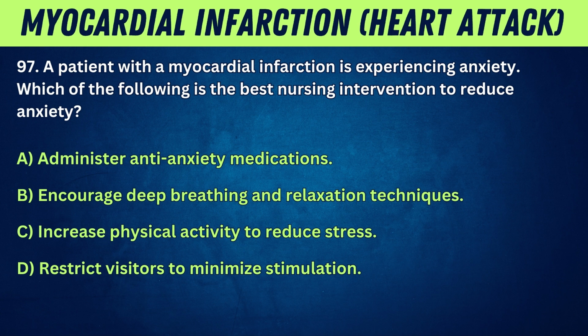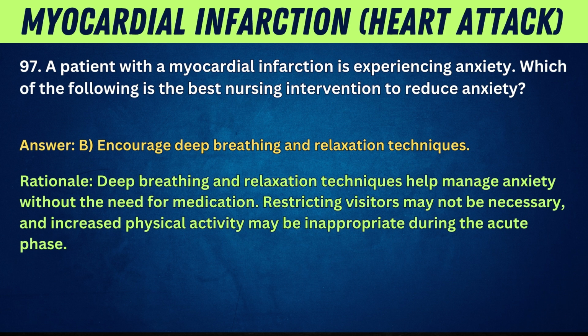97. A patient with a myocardial infarction is experiencing anxiety. Which of the following is the best nursing intervention to reduce anxiety? A. Administer anti-anxiety medications. B. Encourage deep breathing and relaxation techniques. C. Increase physical activity to reduce stress. D. Restrict visitors to minimize stimulation. Answer: B. Encourage deep breathing and relaxation techniques. Rationale: Deep breathing and relaxation techniques help manage anxiety without the need for medication. Restricting visitors may not be necessary, and increased physical activity may be inappropriate during the acute phase.